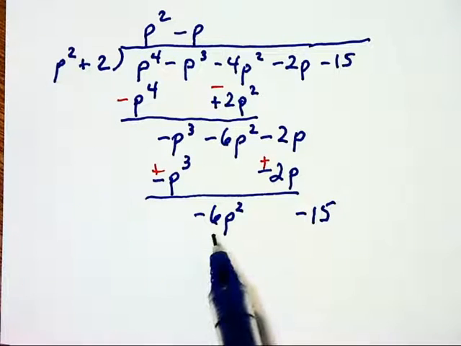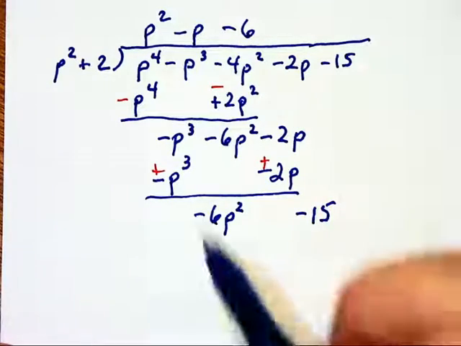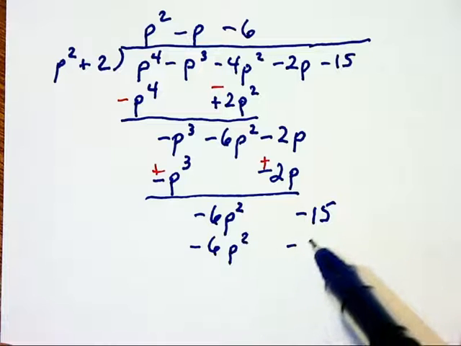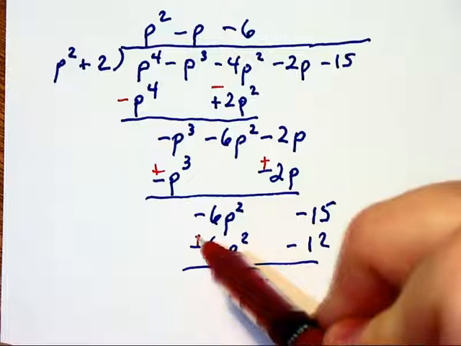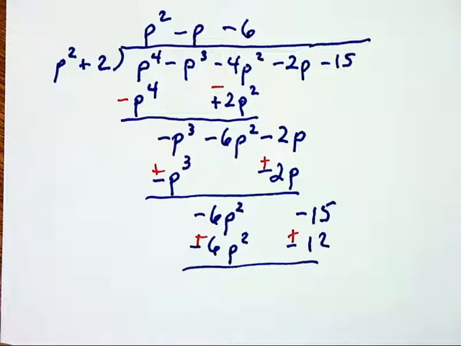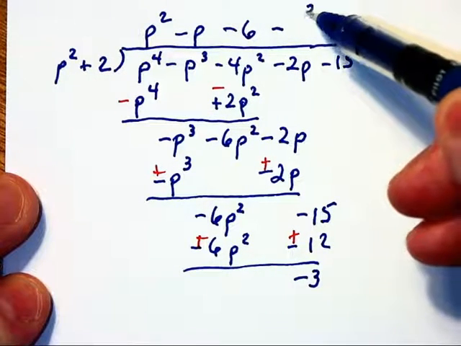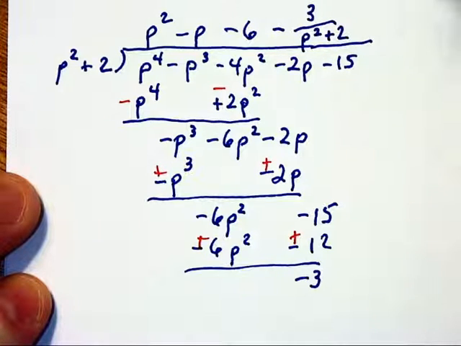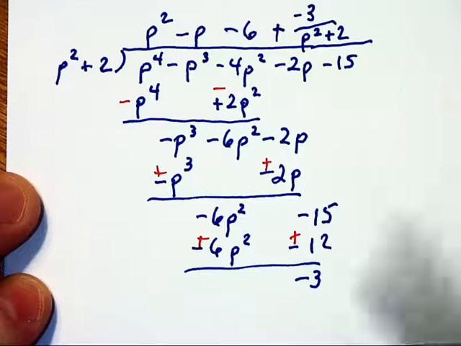P squared times what makes negative 6p squared? Answer, minus 6. Multiply that minus 6 times each term on the side to give us negative 6p squared minus 12. And again, add the opposites, and we will have a remainder of negative 3. Now when you go to write this remainder, you can either go minus 3 over p squared plus 2, or you can go plus a negative 3 over p squared plus 2.